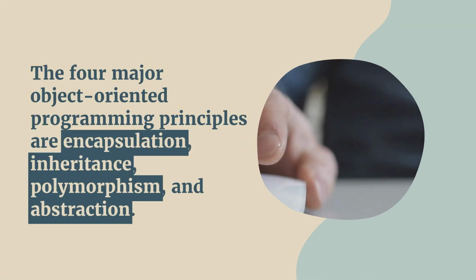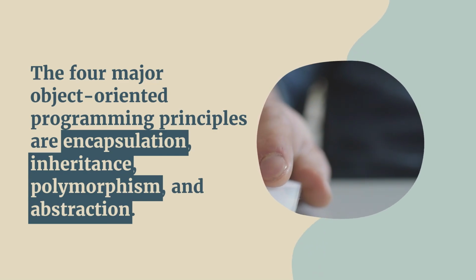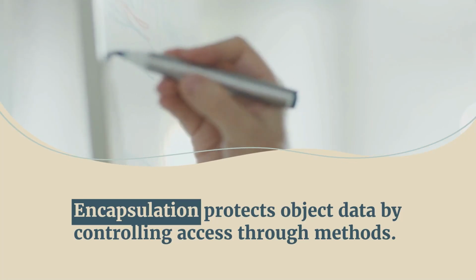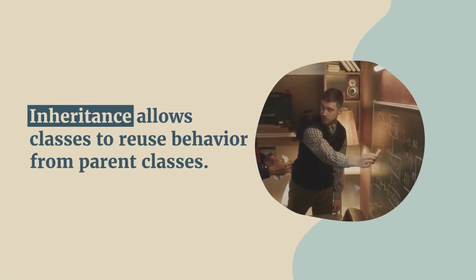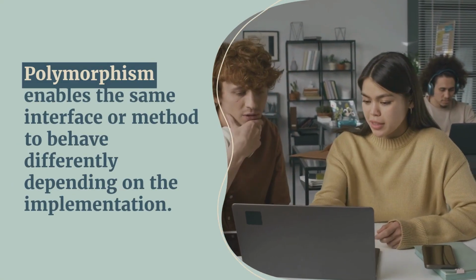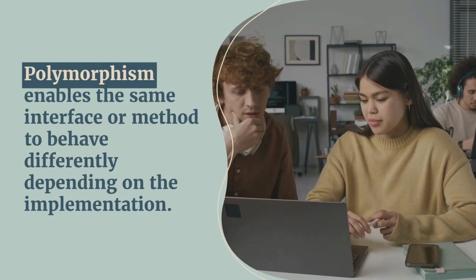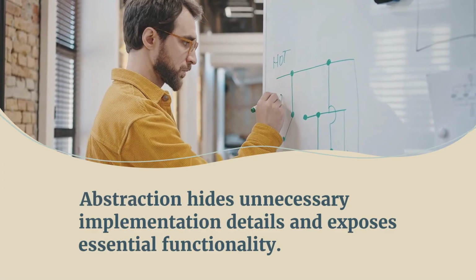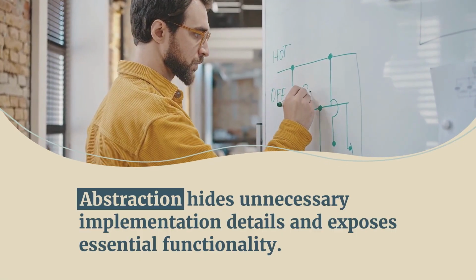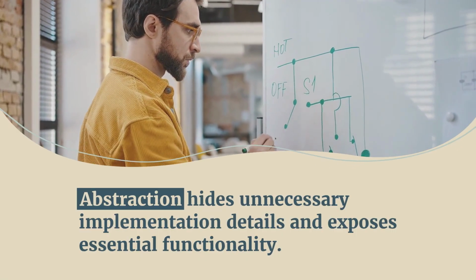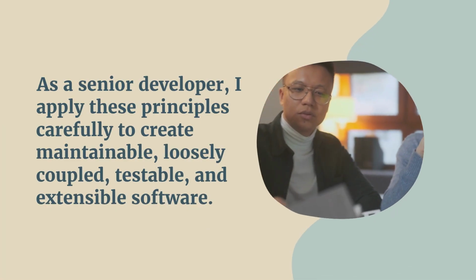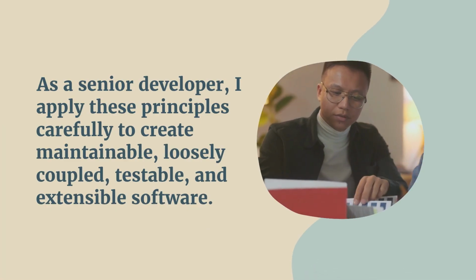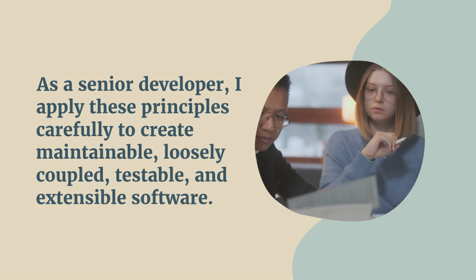What are the main principles of object-oriented programming in Java? The four major object-oriented programming principles are encapsulation, inheritance, polymorphism, and abstraction. Encapsulation protects object data by controlling access through methods. Inheritance allows classes to reuse behavior from parent classes. Polymorphism enables the same interface or method to behave differently depending on the implementation. Abstraction hides unnecessary implementation details and exposes essential functionality. As a senior developer, I apply these principles carefully to create maintainable, loosely coupled, testable, and extensible software.